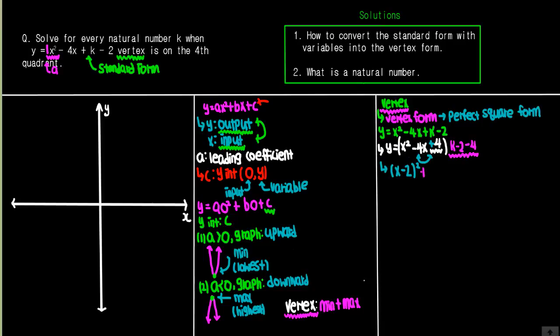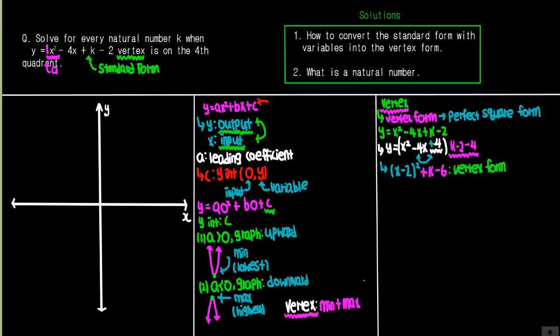It is going to be positive k plus k, minus 2 minus 4, which turns to negative 6. This is going to be the vertex form that we found. So this is our vertex form, which is the first way to approach this question. But in the next video, it is going to be a whole different approach with this kind of problem.